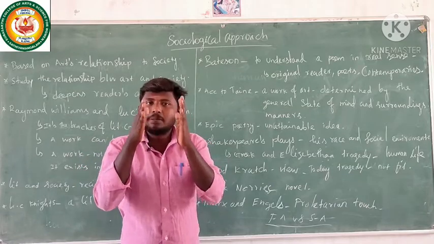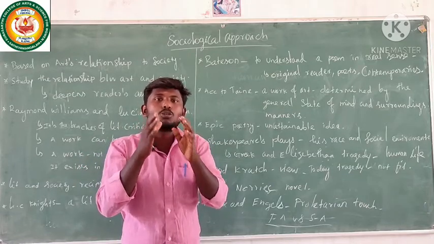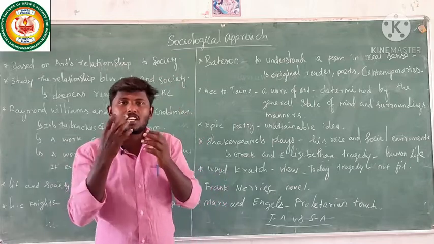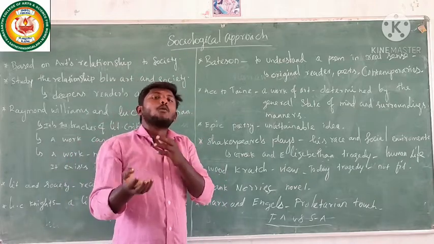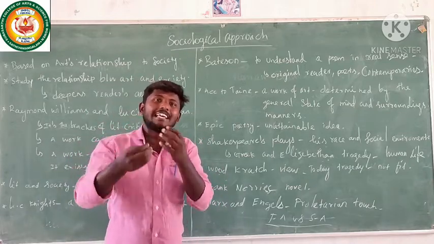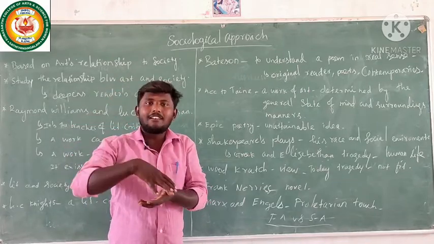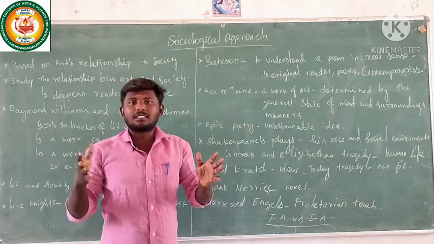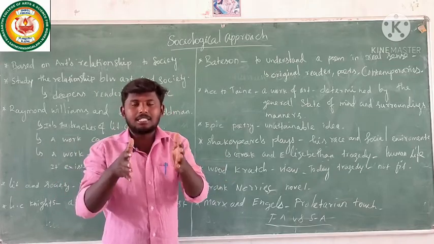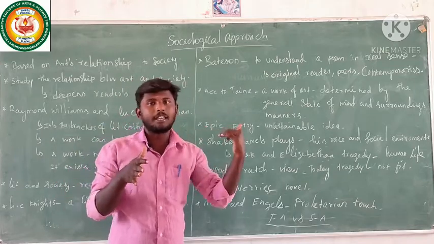But new criticism simply says no, the text is autotelic. The text is sufficient and self-explanatory. The text has meaning in itself. We need not focus on other things. Just focusing on the particular literary text is enough. That is what new criticism says.